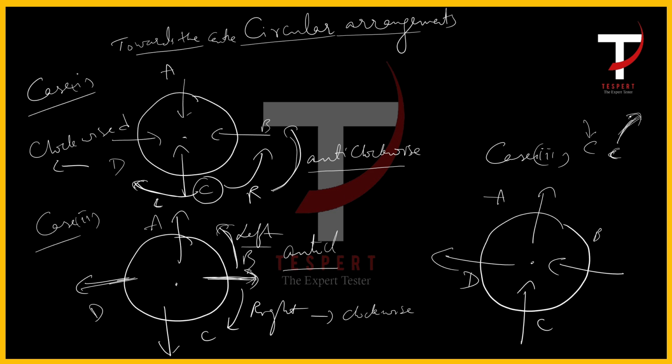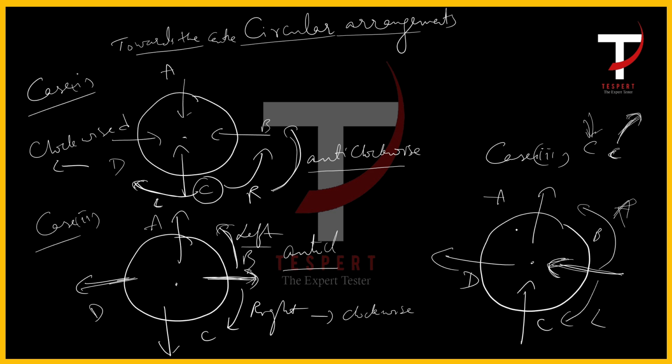Some are not facing the center and some are facing the center. In this case, A is away from the center, whereas B is towards the center. Who is on the right side of B? Immediate right to B, A is immediate right to B. C is immediate left to B.